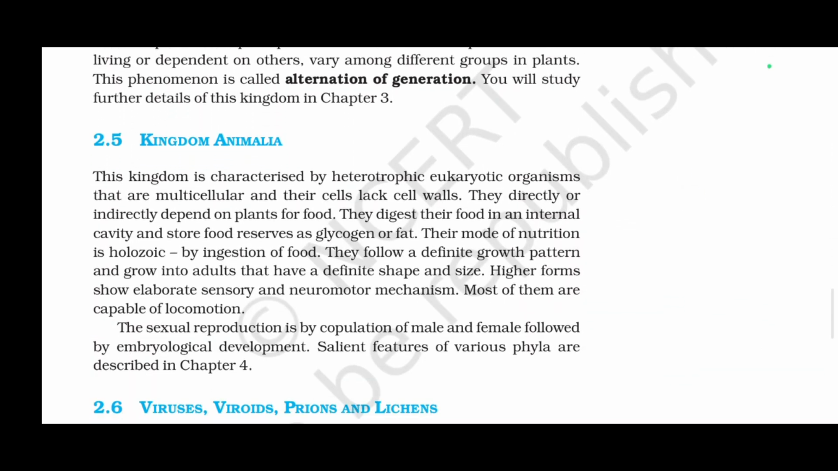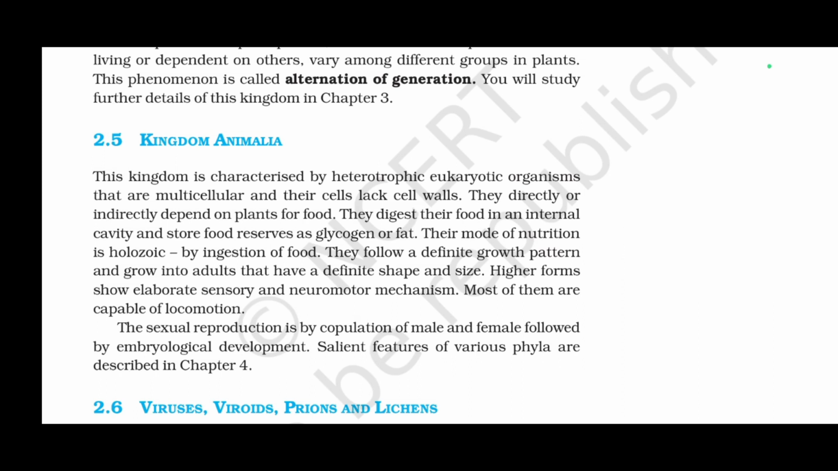Now, topic number 2.5, Kingdom Animalia. This kingdom is characterized by heterotrophic eukaryotic organisms that are multicellular and whose cells lack cell walls. They directly or indirectly depend on plants for food. They digest their food in an internal cavity and store food reserves as glycogen or fat. Their mode of nutrition is holozoic, by ingestion of food. They follow a definite growth pattern and grow into adults that have a definite shape and size.